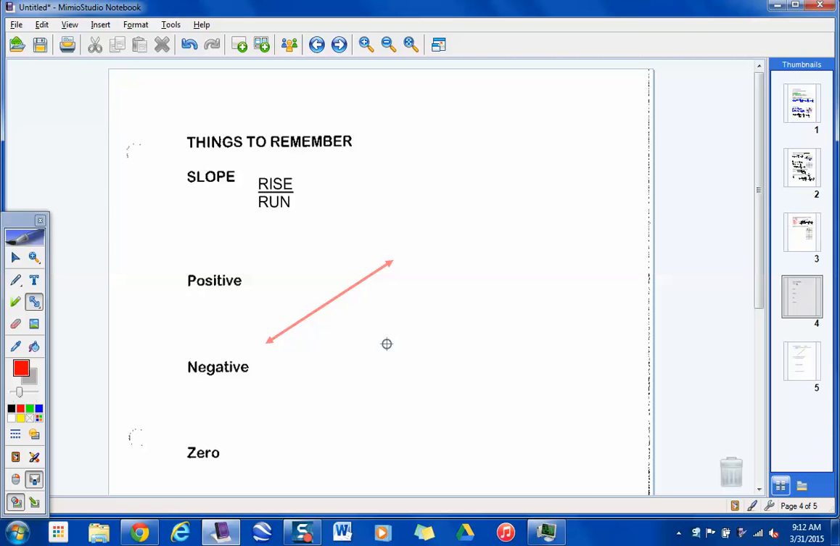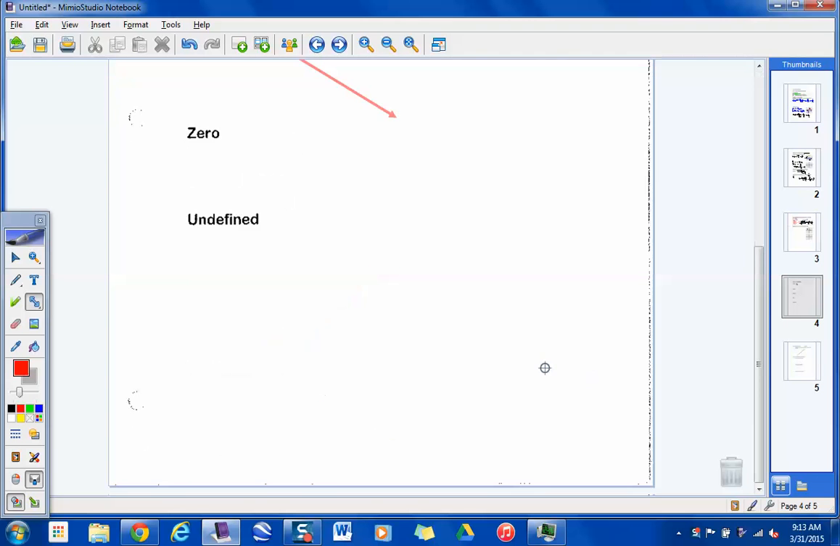How about negative slope, uphill or downhill? Down. What do we say about zero slope? Horizontal, isn't it? Left to right. Is there any uphill or downhill to it? Nope.